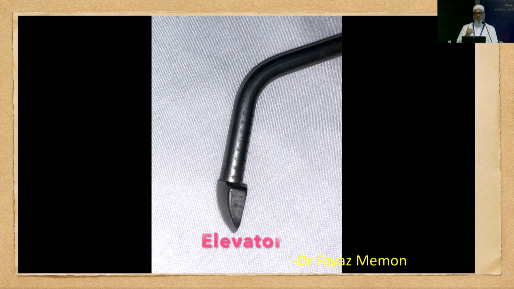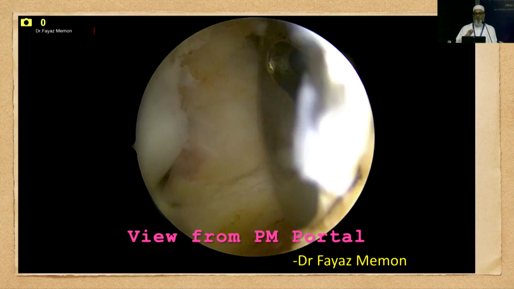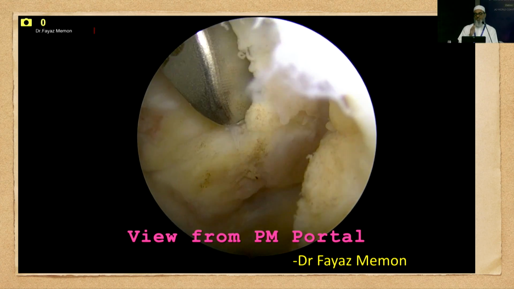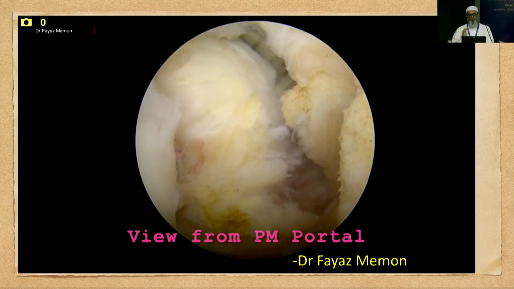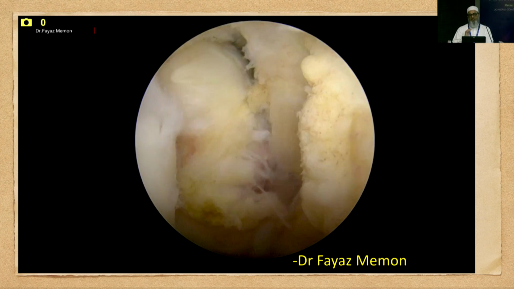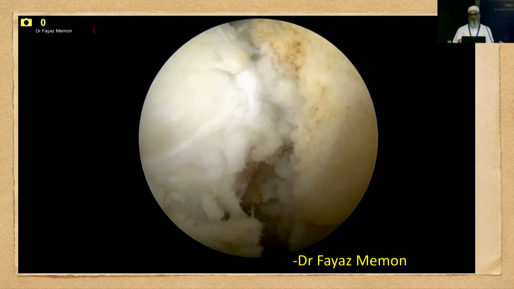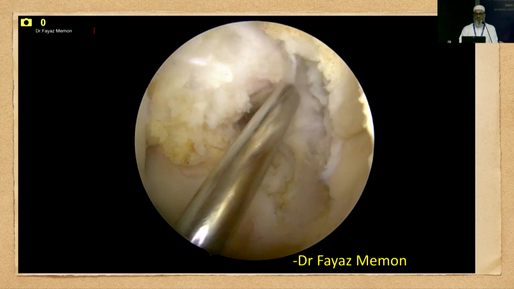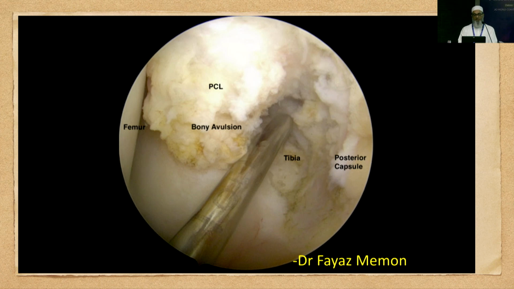Once done, shift your scope to the superior posteromedial portal and use this elevator from the anterior aspect behind the PCL to create space between the posterior structures and the PCL. Once you separate with this blunt elevator, you safeguard your neurovascular structure, and once you do this, you are there at the fracture site. You can observe that there is a tibial trough and the bony avulsed fragment.